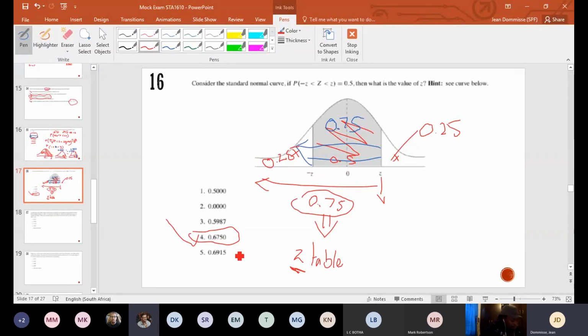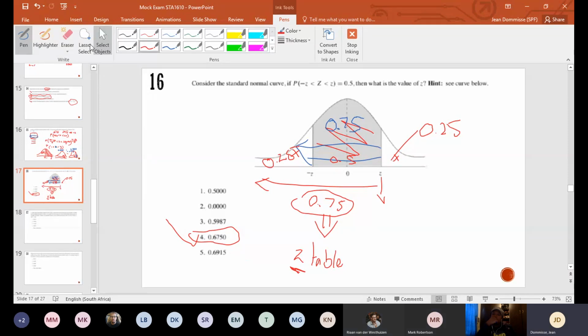John, I'm struggling with this one. I'm not sure how you got to 0.75. I know you added 0.25 plus 0.5. Yes. But why?